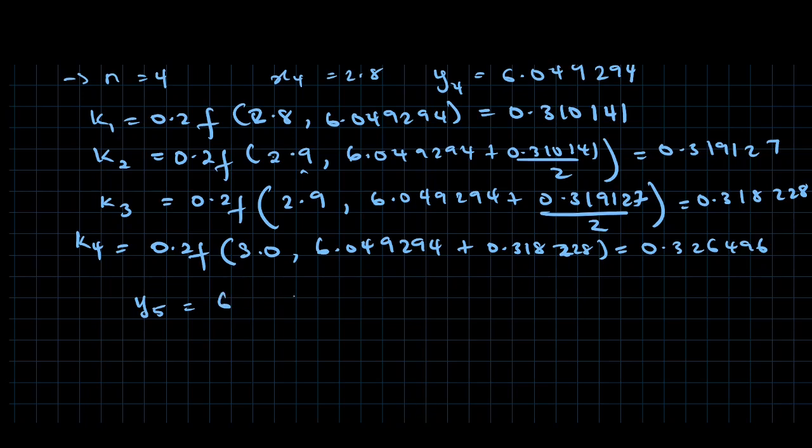Now y5, when you put it into the equation, is going to simply give you 6.367852.